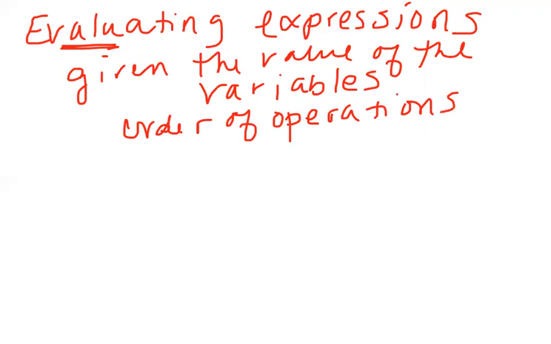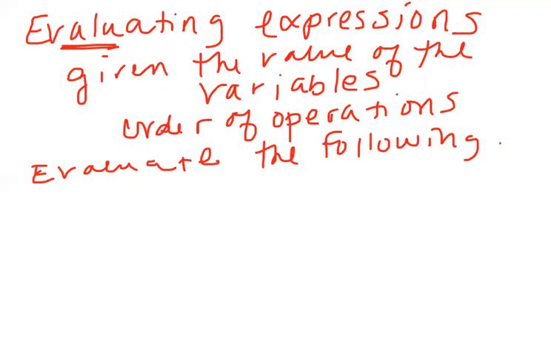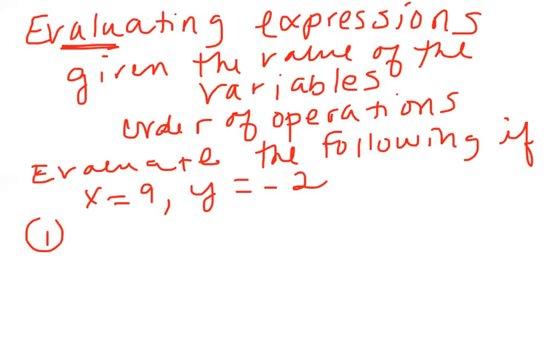So guys, I want to go ahead and do a few examples of this, make it very easy. So here's a few problems just to get us started. We're going to evaluate the following. If x is equal to 9, y is equal to -2. All right, so let's start with an easy one. Here's the first one. It is -3y squared.